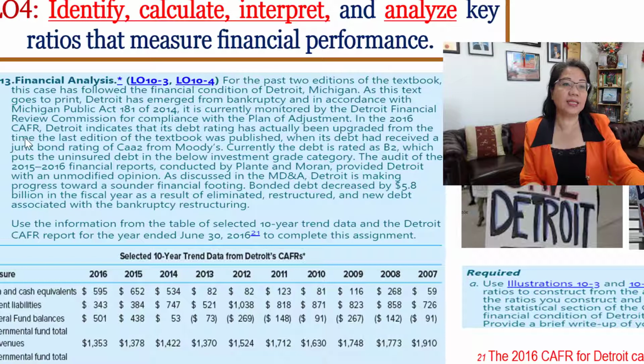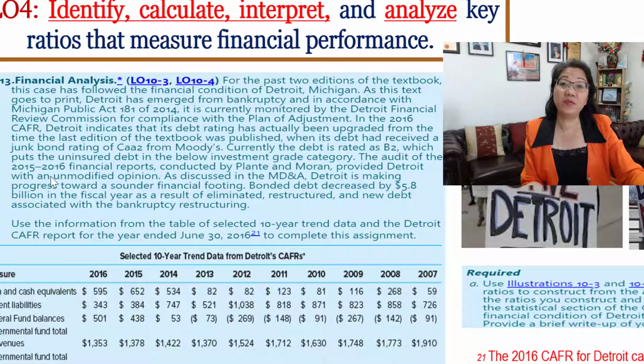In the 2016 CAFR, Detroit indicates that its debt rating has been upgraded from the time the last edition of your textbook was published. At that time, its debt had received a junk bond rating of Caa2 from Moody's. Currently, it has improved its debt rating to B2, A being the top. So this puts the uninsured debt in the below investment grade category.